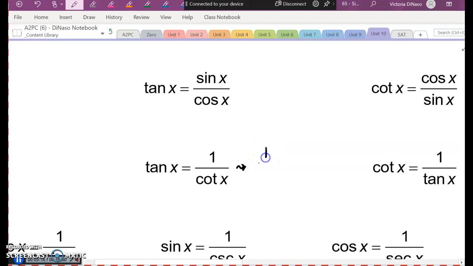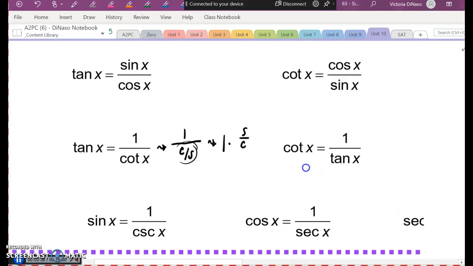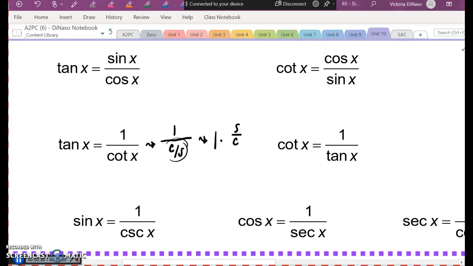So I'm going to keep this 1 over. Cotangent is really cosine over sine. The way that fractions work with division, I keep the numerator and I'm going to flip the denominator. You don't have to write this down. Sine divided by cosine equals tangent. So 1 over cotangent ends up just being tangent. It also works for cotangent being 1 over tangent.